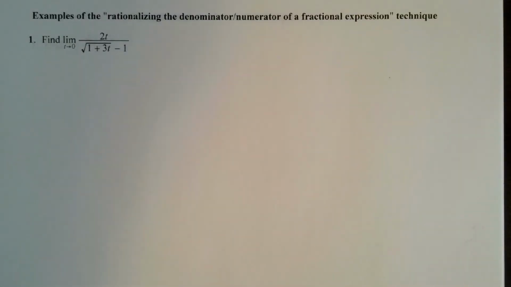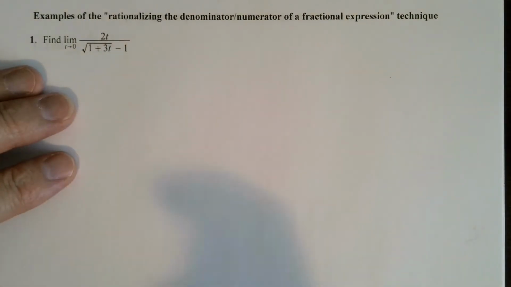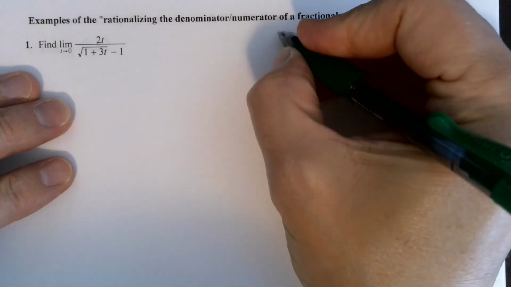Alright, so let's continue this process of finding limits algebraically. We're going to use the technique of rationalizing the denominator or numerator of a fractional expression. Okay, so first of all, to do that, we're going to use something called the conjugate.